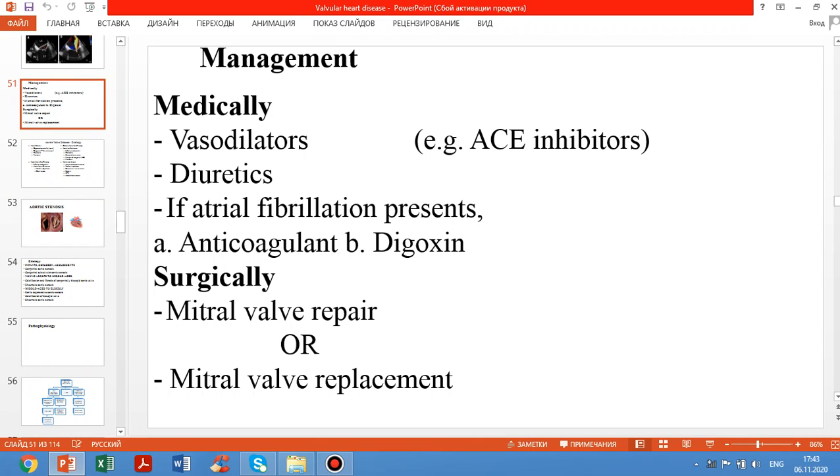Management can be medical, like vasodilators, for example angiotensin-converting enzyme inhibitors, and diuretics. If atrial fibrillation is present, we can use anticoagulants and digoxin. Surgically, mitral valve repair or mitral valve replacement.